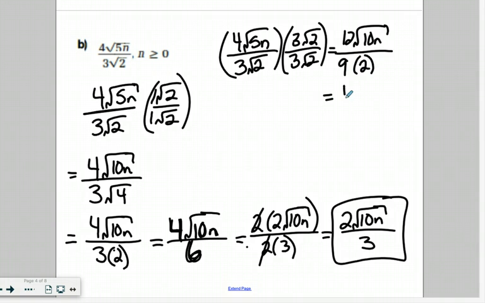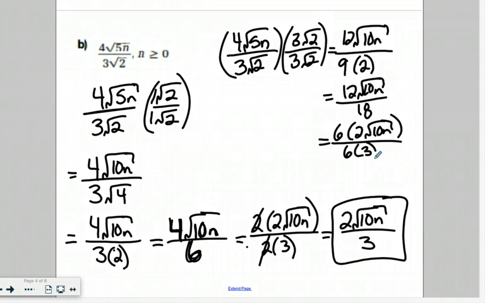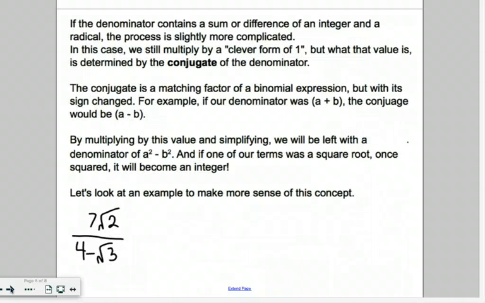So then what you have is 12 root 10n over 18. And it just means that that needed to be simplified more. But you do get the same thing, and it's just the common factor now is 6. And it's 6 times 2 root 10n over 6 times 3, and again the 6's cancel, and you get the exact same answer. Okay, so you can do it by the entire denominator in that case, but the simplest way to do it is just to pick the radical, because that's the thing that you're trying to get rid of.